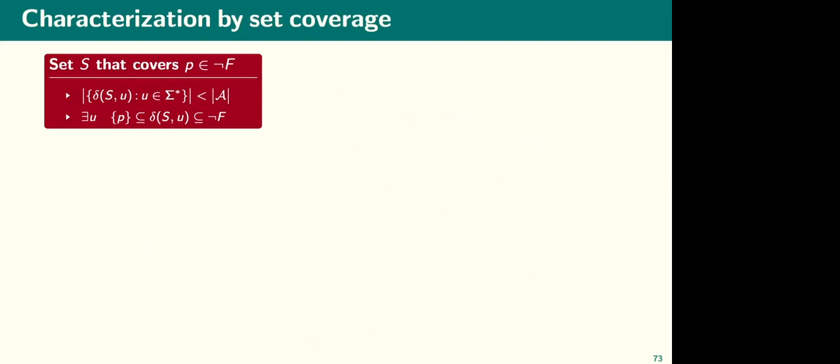So here is the notion of set coverage. A set S covers a non-final state P if the number of sets induced from S by reading transitions is less than the number of states in the original automaton. In addition, we require that some induced sets contain P and contain only non-final states. This ensures that the factor has at least one non-final state.